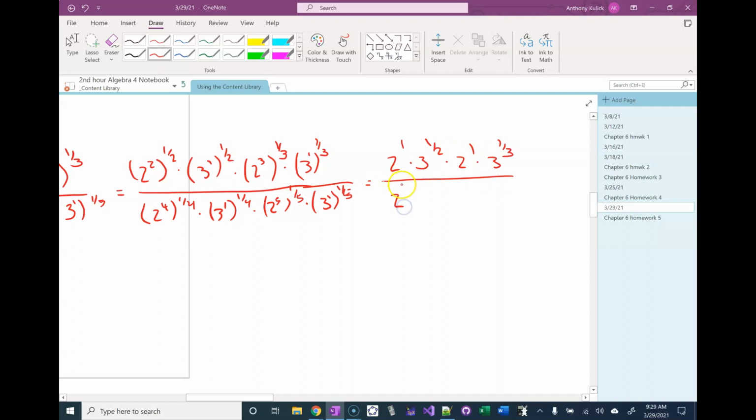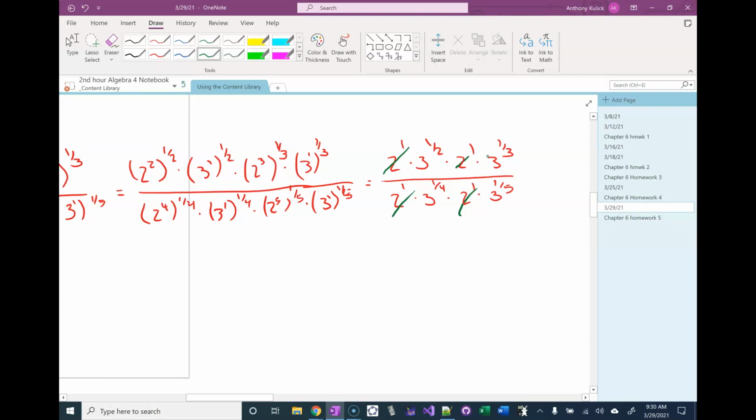4 times 1/4 is 1. 1 times 1/4 is 1/4. 5 times 1/5 is 1. And 1 times 1/5 is 1/5. I notice that boom, boom, boom, boom can all reduce.